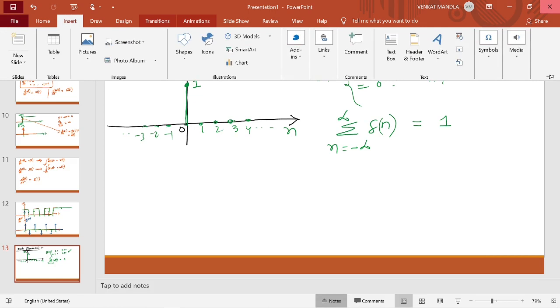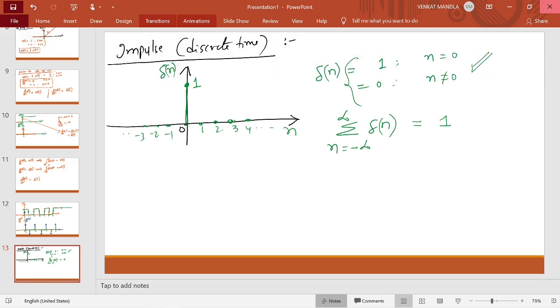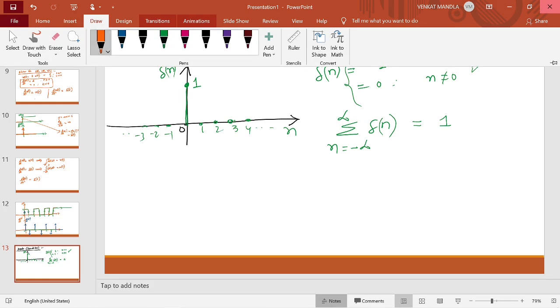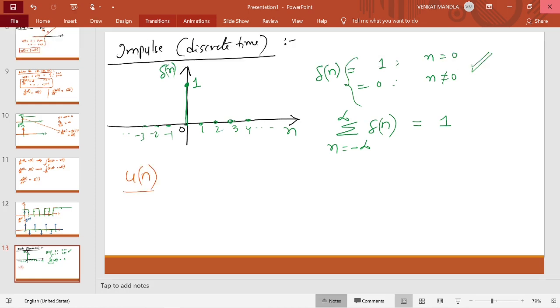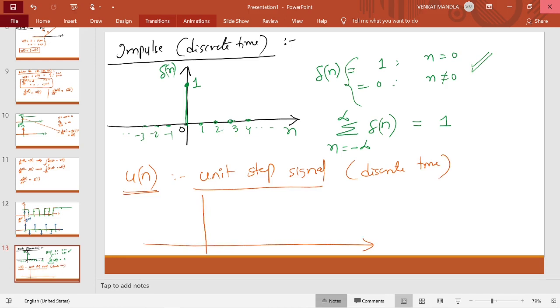Next, u of n, the step signal in discrete time. How to represent this? The axis is n, with values 0, 1, 2, 3, 4, and minus 1, minus 2, minus 3, and so on.